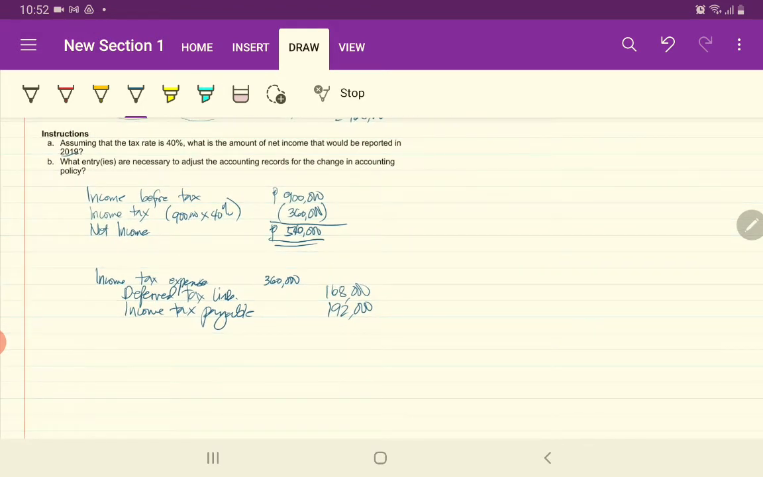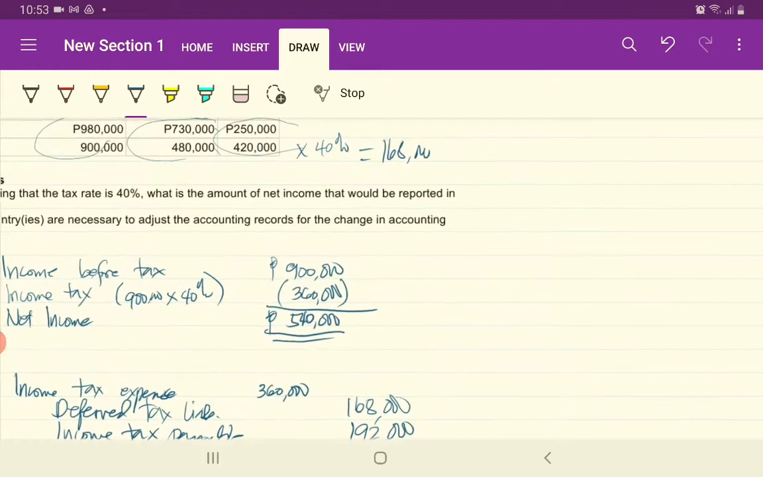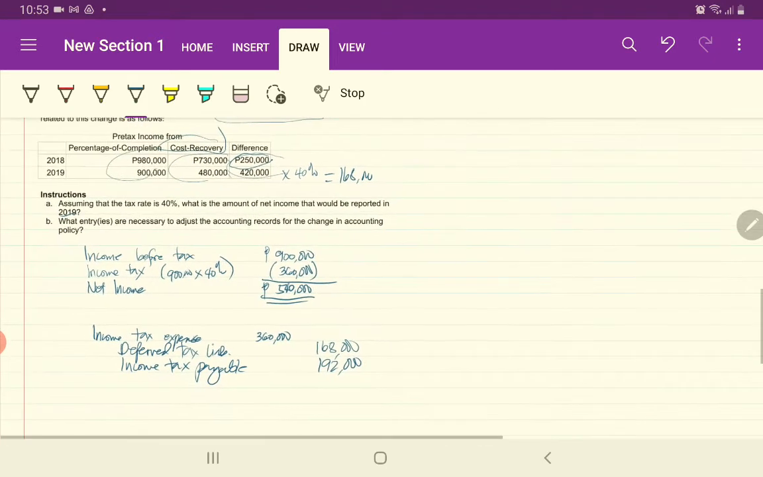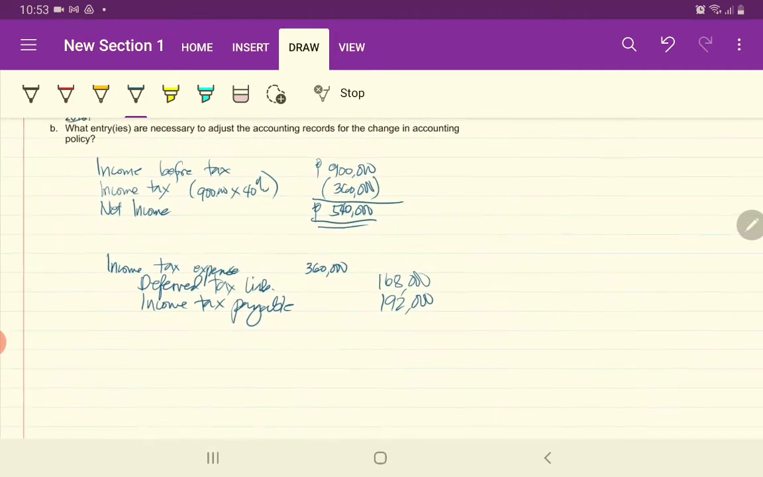Dili na siya appeal, ha? Wala na siya ilabot. Okay. What entry or entries are necessary to adjust the accounting records for the change in accounting policy? Now, since this is a change in accounting policy, dapat retro ang ato ang application. Okay. So, sa 2018, which is before 2019, ang ginagamit niya is cost recovery. Mag-change man siya to percentage of completion, na difference nga 250,000, no? Pre-tax na siya. So, unsa man, ni gamay siya or ni dako? Yes, ni dako.